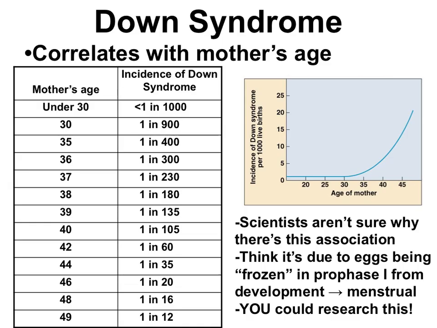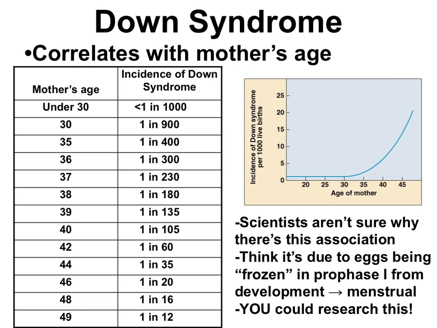There are a couple of other interesting things about Down syndrome that I want to share with you guys. One is that the older the mother is when she gets pregnant, the higher the chance for Down syndrome. You can see that a younger mom would have less than 1 in 1,000 chance of having a baby with Down syndrome. But a 49-year-old mom would be about 100 times more likely to have a child with Down syndrome.